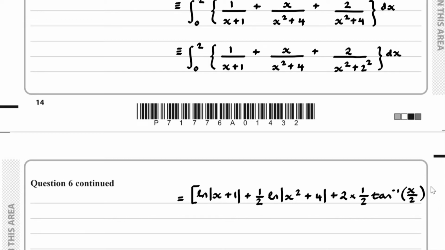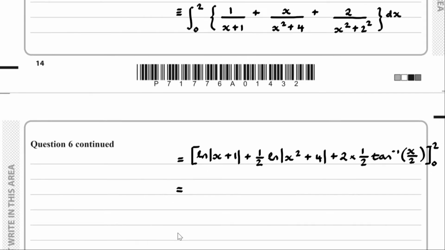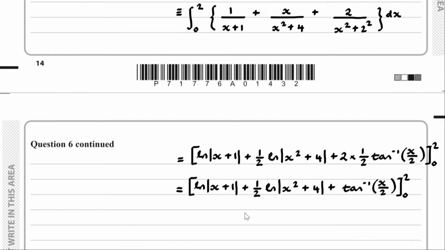And we are integrating between 0 and 2. So if we tidy this up a little, what we have is the natural log of the mod of (x + 1) plus 1/2 times the natural log of (x squared + 4) plus the inverse tangent of x over 2, and we are evaluating this between 0 and 2. So now let's substitute in for our limits.